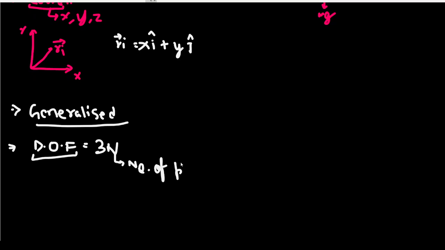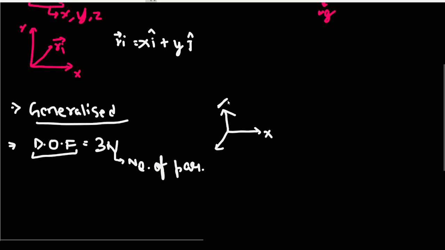So suppose that there is one particle. Am I assuming that there is an x, y, and z axis? Let's say here x, y, and z axis. So now the degree of freedom for a single particle is 3n. And it's very simple and obvious that yes, the particle can move along the x-axis, along the y-axis, and along the z-axis.